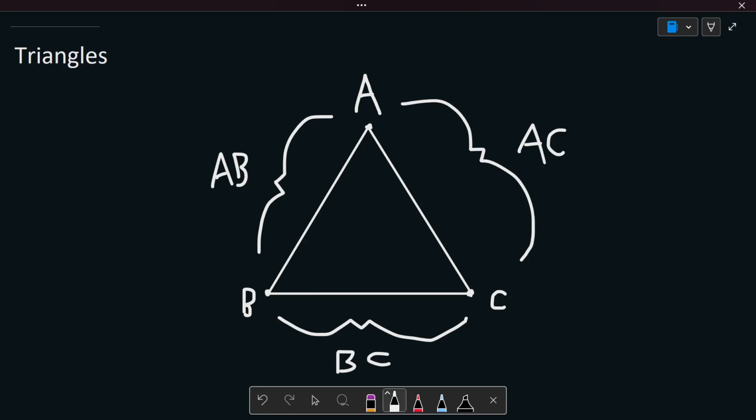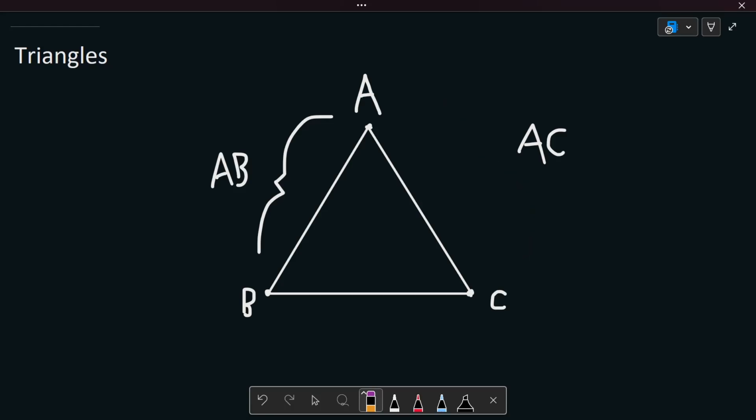Okay, now we can get into the angles. Let me get rid of all of this other stuff, and let's get into how we represent angles in a triangle. If it wasn't too obvious, an angle looks something like this. And then here's another angle, and then here's another angle.